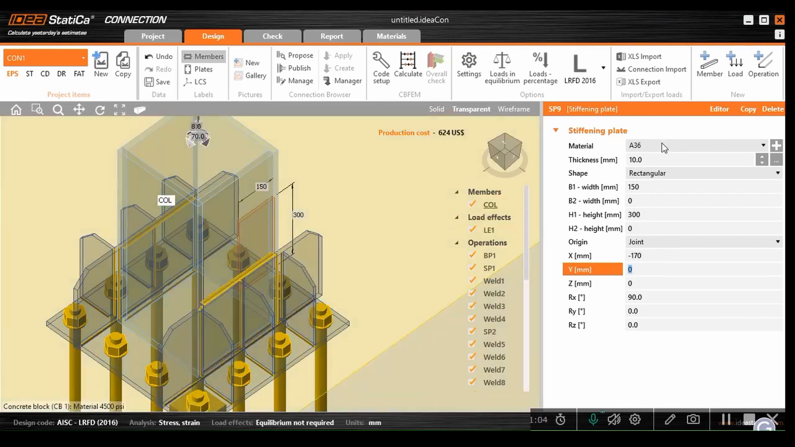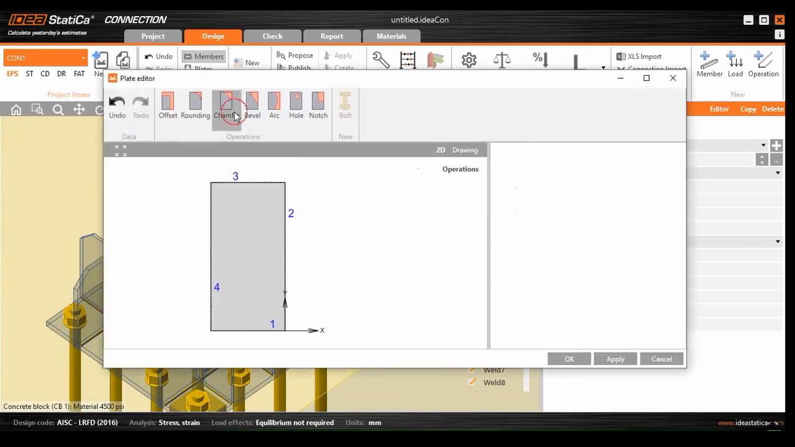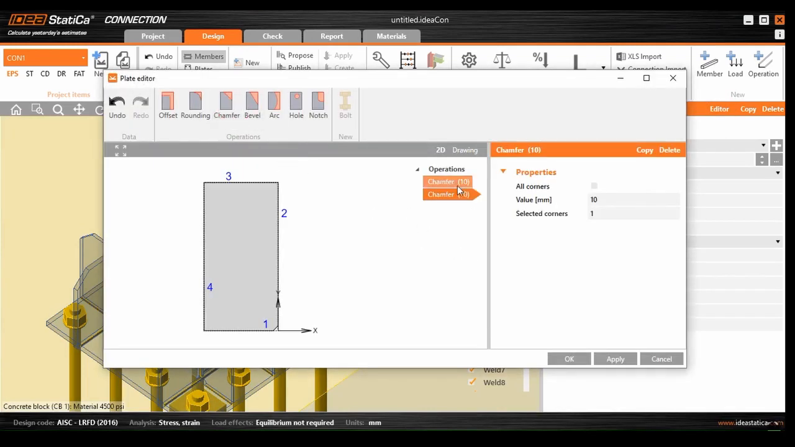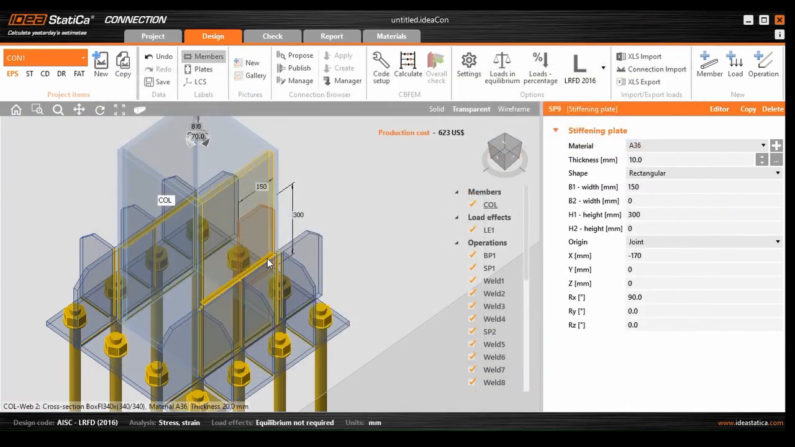So now go to the editor, create two chamfers. Select corner 1 and 3, and set the value to 20 and 50 respectively. Well, perfect. Now we need to add welds, create new welds from new operation.